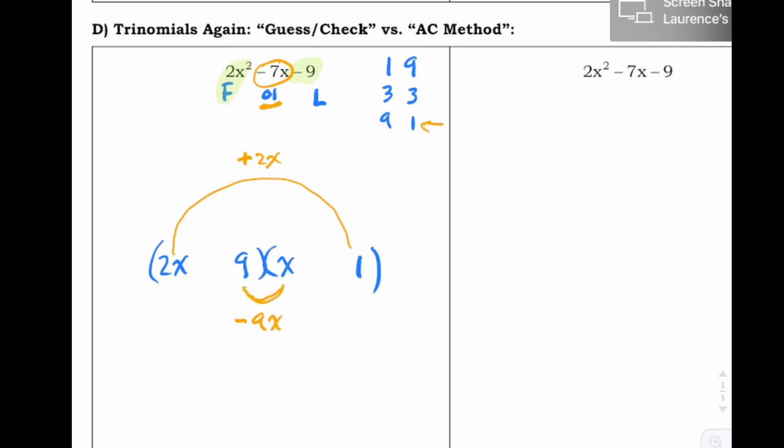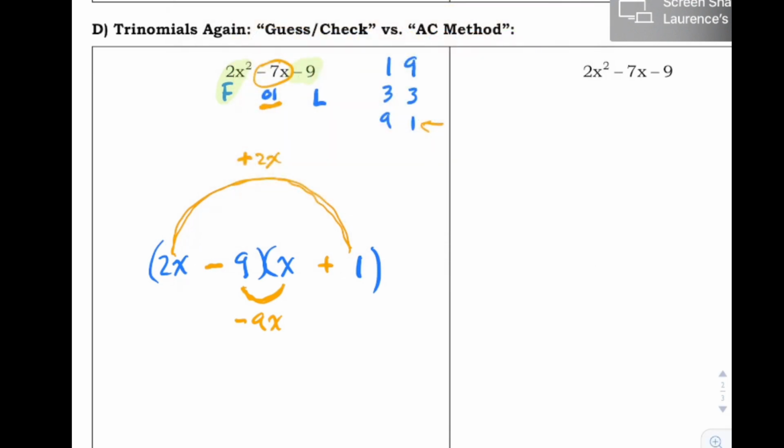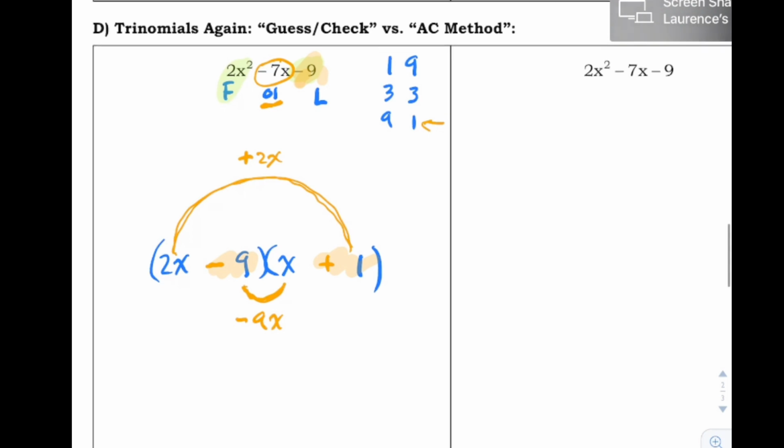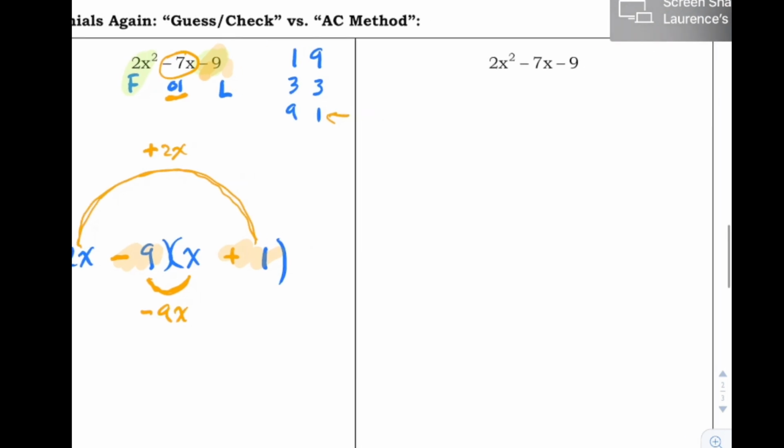So if this is minus 9x, this must be a minus 9 times an x. And if this is a plus 2x, this must be a 2x times a plus 1. And then again, you just spot check. Make sure that this times this really is negative 9. And it is. Negative 9 times 1 really is negative 9. So it worked. So that wasn't so bad, was it? Guess and check. It's the old way. That's the way people used to do these things. The old way. It's a healthy way, I think.